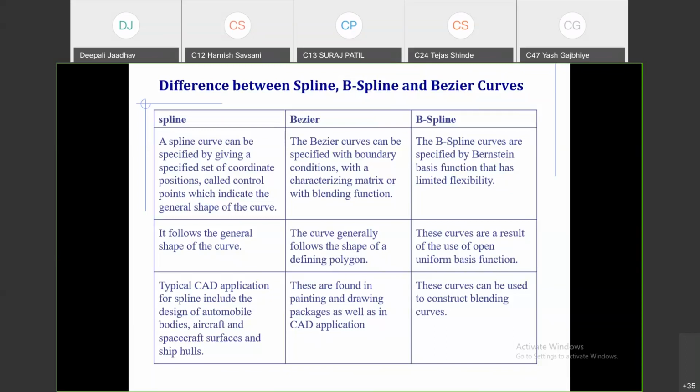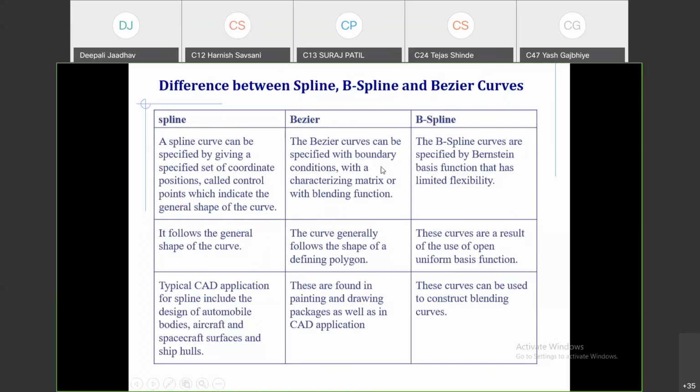Now the differences between the spline, B-spline and Bezier curve. A spline curve can be specified by giving a set of coordinate positions called control points, which indicate the general shape of the curve. So in a spline curve, suppose we want to draw a curve, here some control coordinate positions are given. Suppose this is the first, second, third. These are the coordinate positions which indicate the general shape of the curve, that is the spline curve.